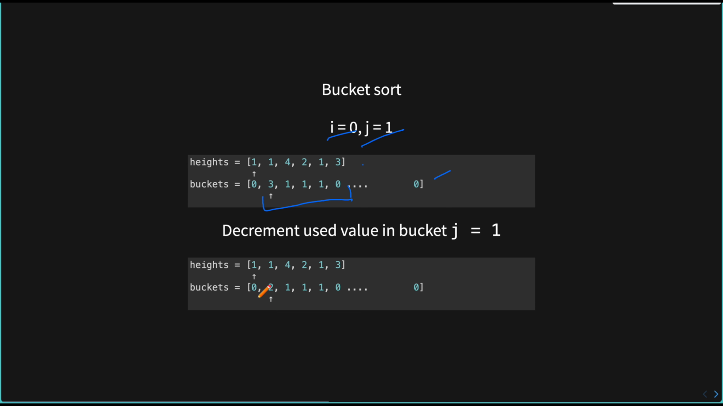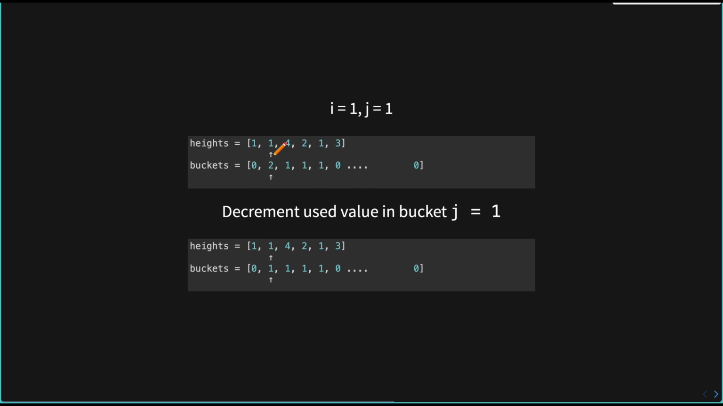So that means there is no mismatch this time, but we still used one of the frequencies of the jth bucket, right? So we will decrement that frequency by 1. Now the value at j becomes 2. Now height i is equal to 1 and j is still equal to 1, because we still have two ones remaining that we have to process. And we see, does heights i match bucket j? The answer is yes. So we will just decrement the counter in the bucket by 1 and go to the next i, or next value in the heights array.